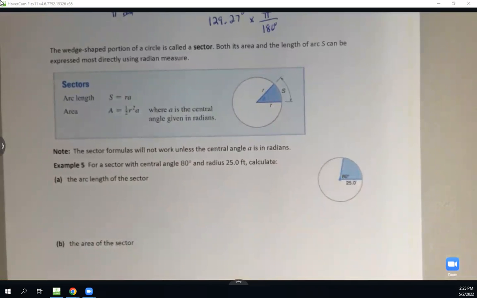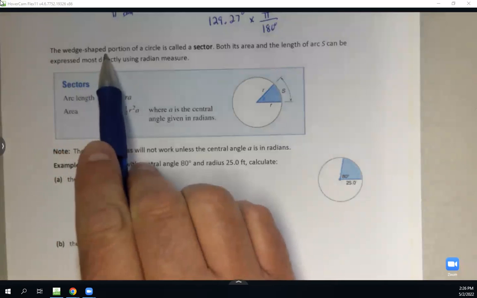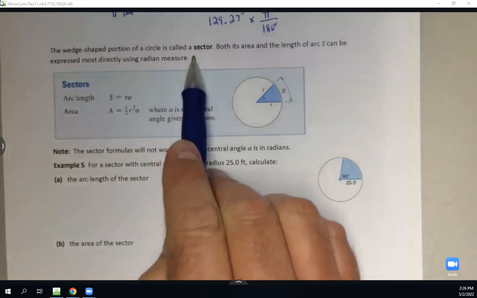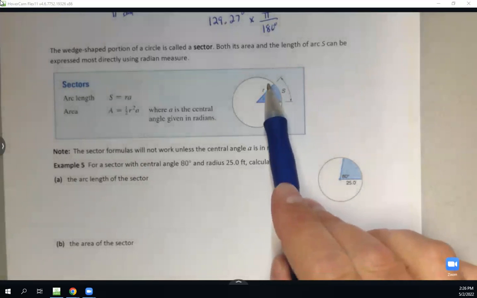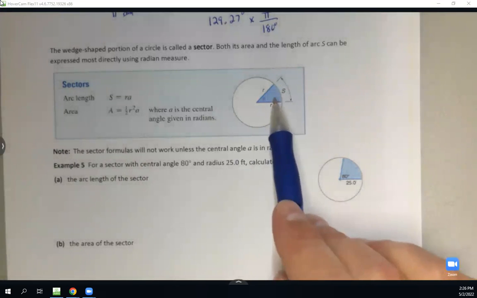You know, what have we done so far? We've converted between degrees and minutes, right? We've converted now between degrees and radians, okay? Now, what good are radians? Well, here's one application of radians. The wedge-shaped portion of a circle is called a sector. So like a piece of pie is a sector of a circle, okay?